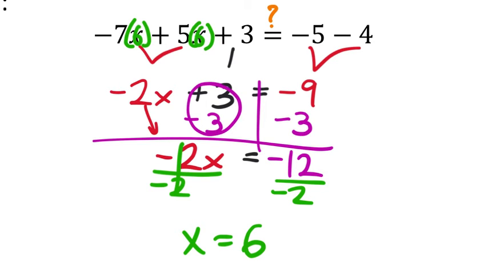So negative 7 times 6 plus 5 times 6 plus 3 equals negative 9. Yep, so that's true. Now I know that x equals 6 is the solution to this equation.